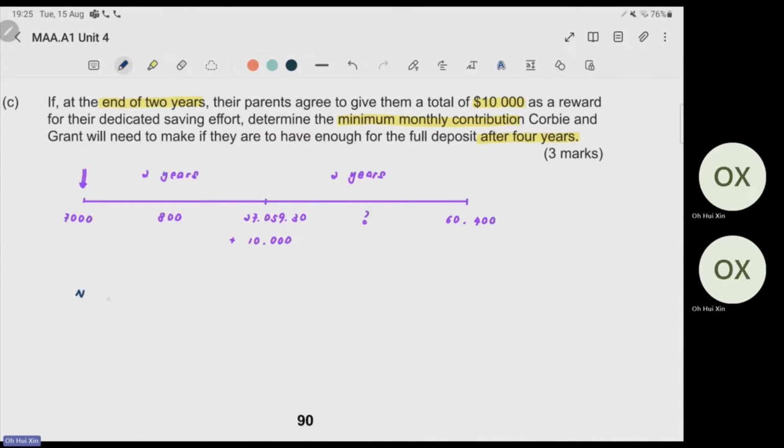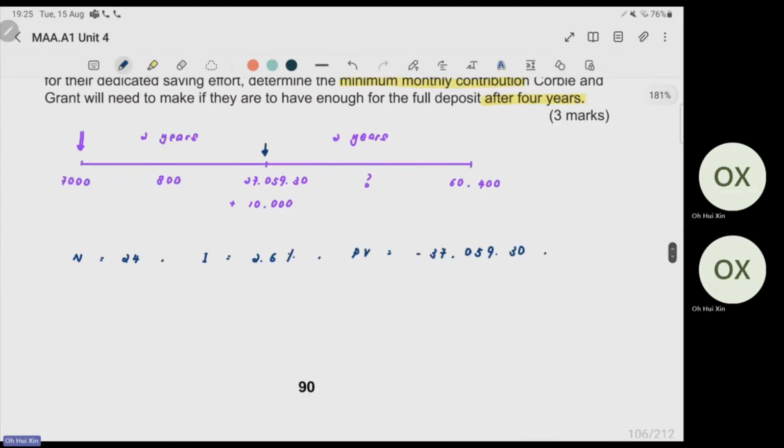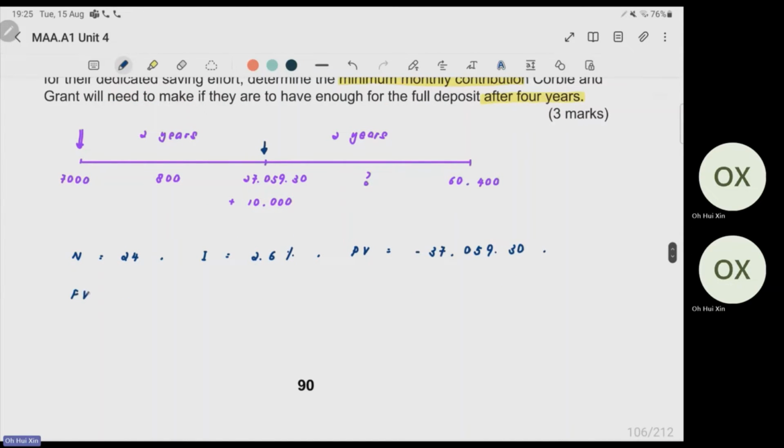So our n is 24, because you are going to start from the situation here now. So your I doesn't change, continue with 2.6. Your PV is going to be the value that you have after the parents give them 10,000. So you are going to save starting from negative 37,059.30. You are finding PMT, so you leave it blank. The FV that you are going to achieve at the end is 60,400.